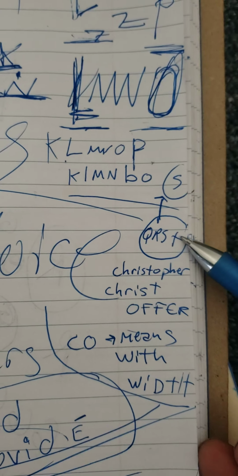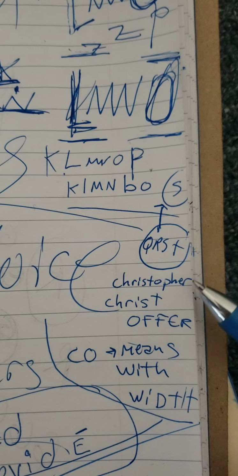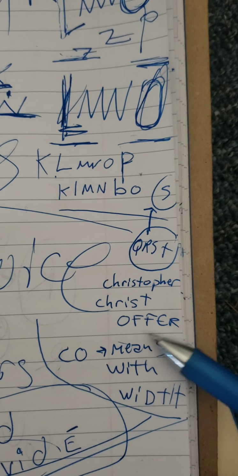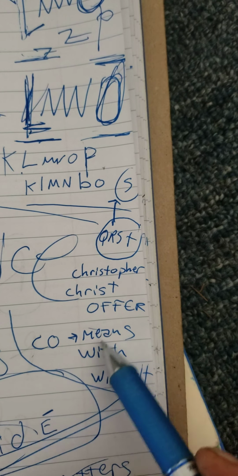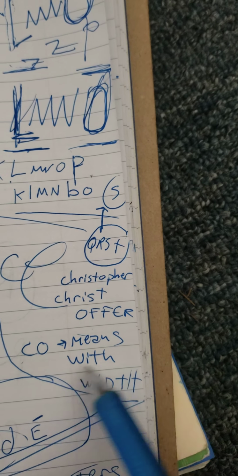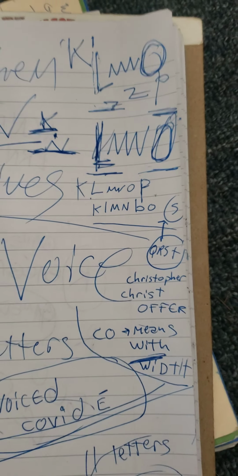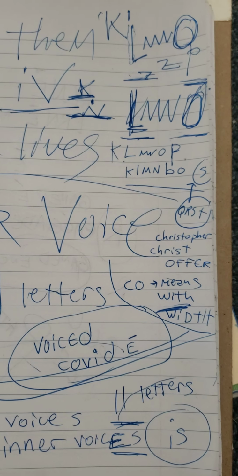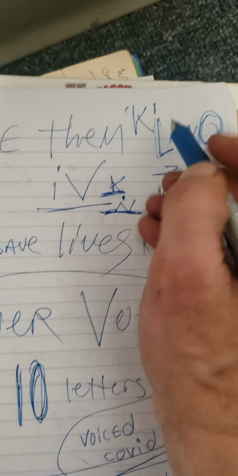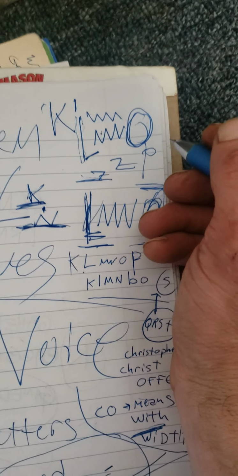MNOP, QRST with Christ. We have Christopher Columbus. And we see Christ offer. So we know that C and O, co, means with or width. And then we see con, too, dealing with knock and a whole lot of stuff. But I'm also tying this into night and day, and also reflections. In different ways, I see the AD.